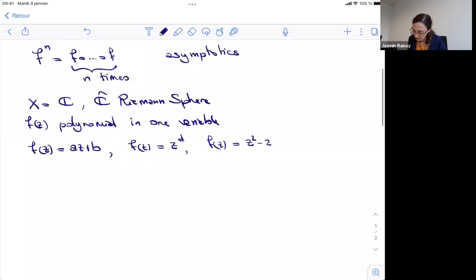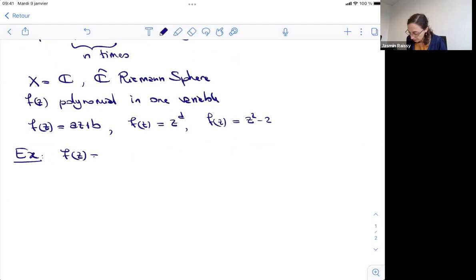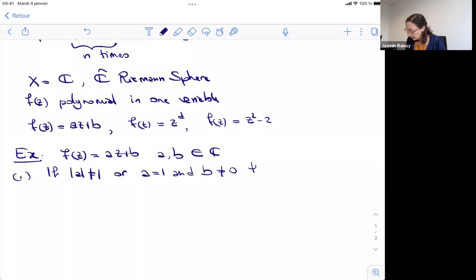So this is somehow a baby exercise, if you want. So if you consider f(z) = az + b, with a and b complex numbers, then you can show that if the modulus of a is different from 1, or a is equal to 1 and b is different from 0, then, well, if you take a complex point in C hat, this map is going to be constant.